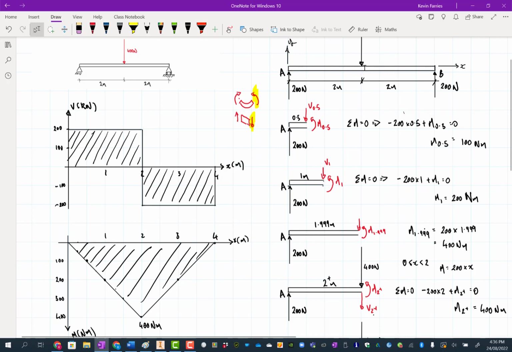So we could just have calculated, just take a section here only, and then calculate that point, and then you know that moment is a straight line between forces, so then you just join it up with a straight line, like so, and you'd be done.